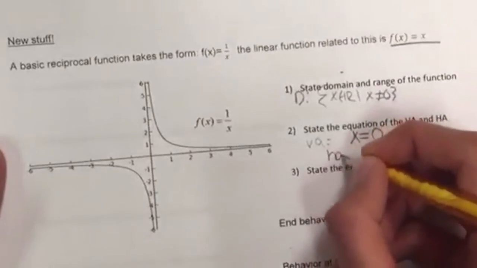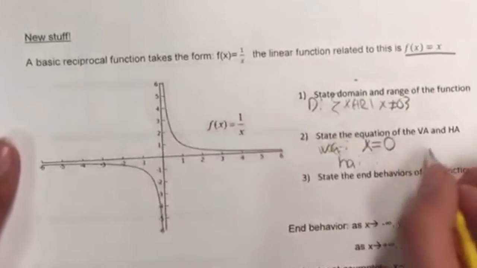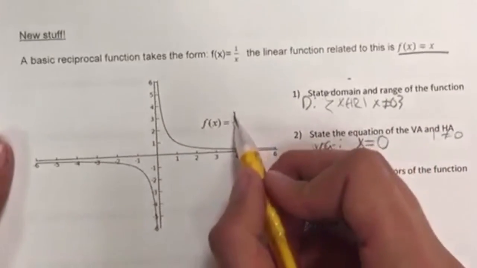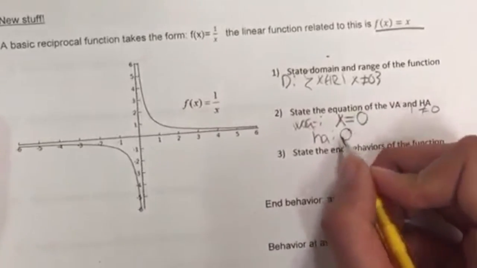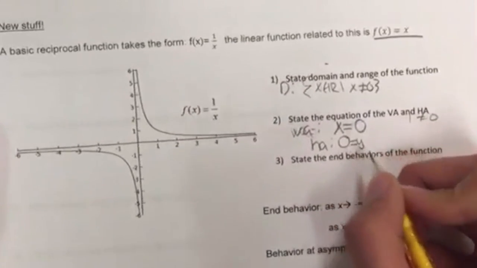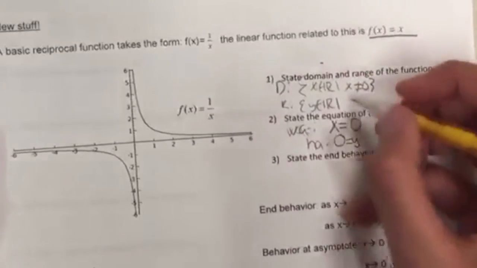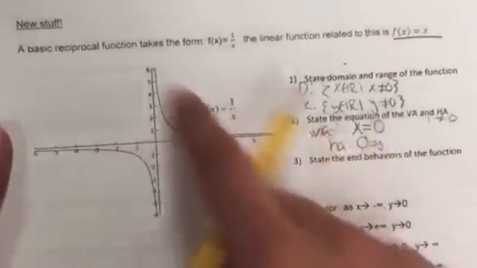Now the horizontal asymptote is when the numerator is 0, so it's going to be 1 = 0, and that cannot happen. So when it is a constant, we just say that the horizontal asymptote is 0, so y = 0. Then the range is y belongs to any real number, such that y cannot be 0. And if you see, the zeros are the asymptotes, x and y.